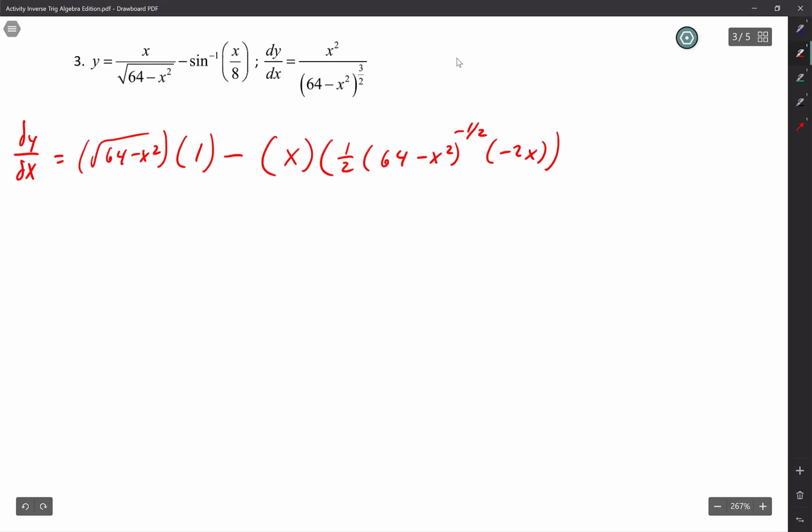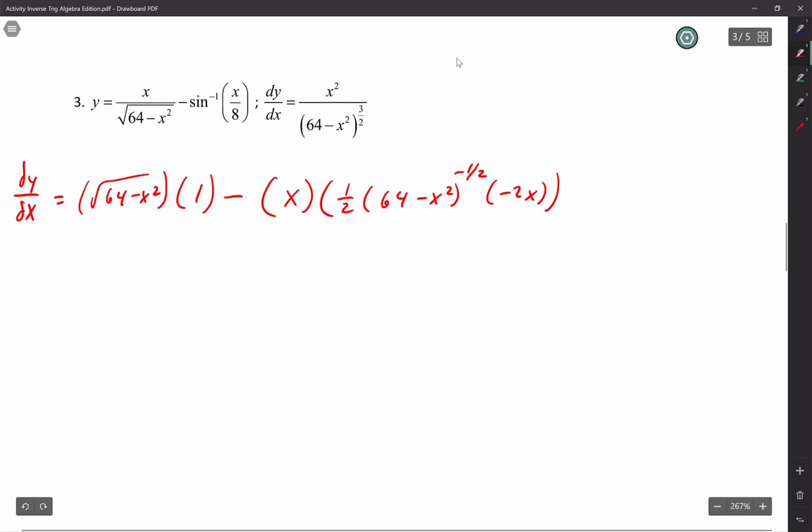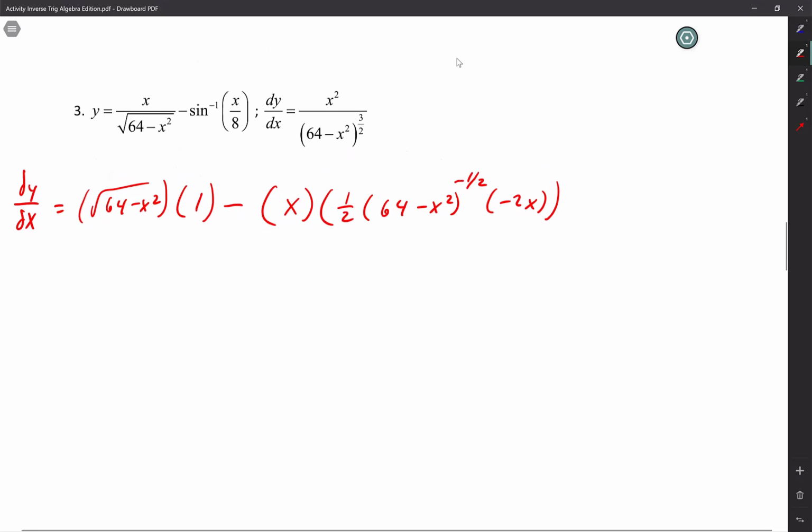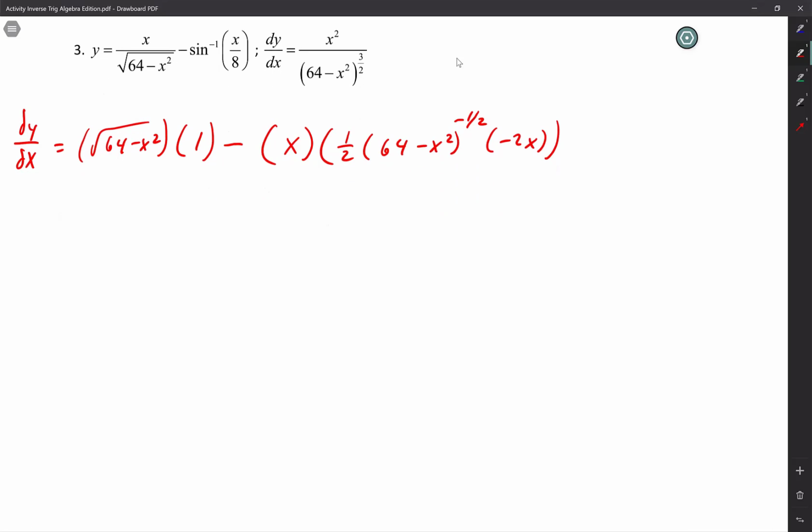Is everyone okay with that statement? The bottom times derivative of the top minus top times derivative of the bottom. It's not a half, right? It's the 3 over 2 in front of the 64 minus x squared. That's a half. Why is it a half? Because it's a square root. Oh, okay, never mind, you're talking about the derivative. The derivative is 3/2, but I don't have a 3/2 yet. Never mind, I was looking at the wrong thing. Okay, sorry, miss.